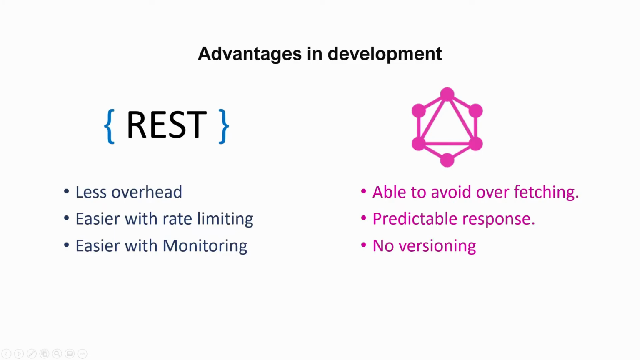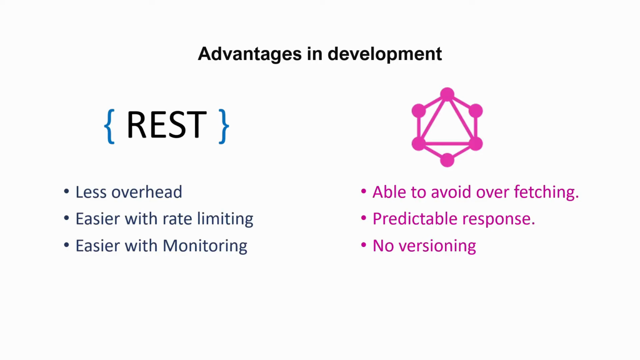As a summary, I want to discuss the advantages of each API in terms of the development process. For REST API, you can see that it has less overhead because you don't have to have a query language, and you don't have to have a type system if you don't need them. And because of the less overhead, it's also easier to learn. It's a little harder to understand GraphQL when you first start developing the API.